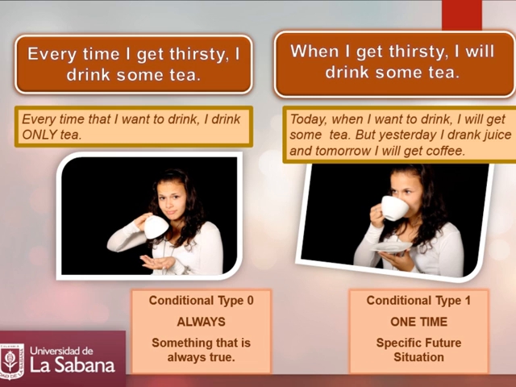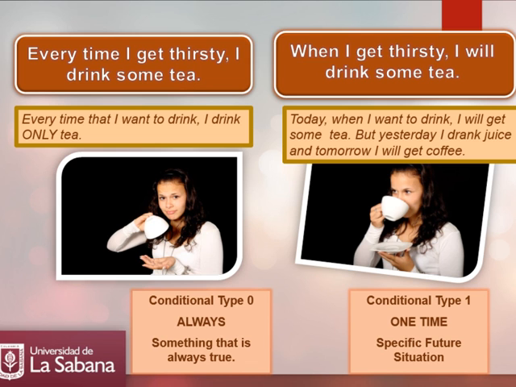Now let's compare two sentences. Every time I get thirsty, I drink some tea. We use the present simple in the condition clause and the present simple in the result clause. So here we use conditional type 0, and we are talking about something that is always true, which means that every time that I want to drink, I drink only tea and nothing else.